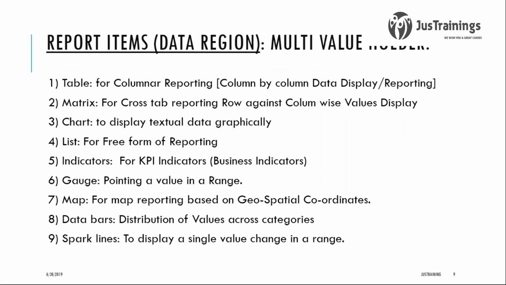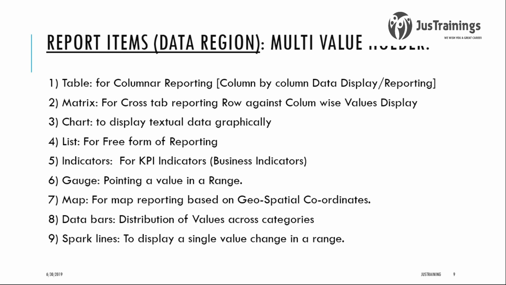So report items, very important, report items. Report items are also called a data region, which is like a multi-value folder. So these are the following report items. First one is table. This is used for columnar reporting or column by column reporting. Let's say if you want to display the list of employees working in a company, in that case you can use a tabular report. So these are the report items.